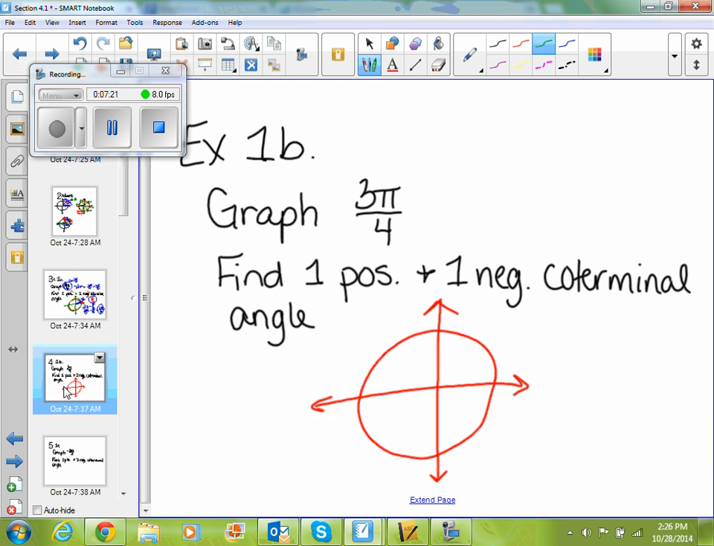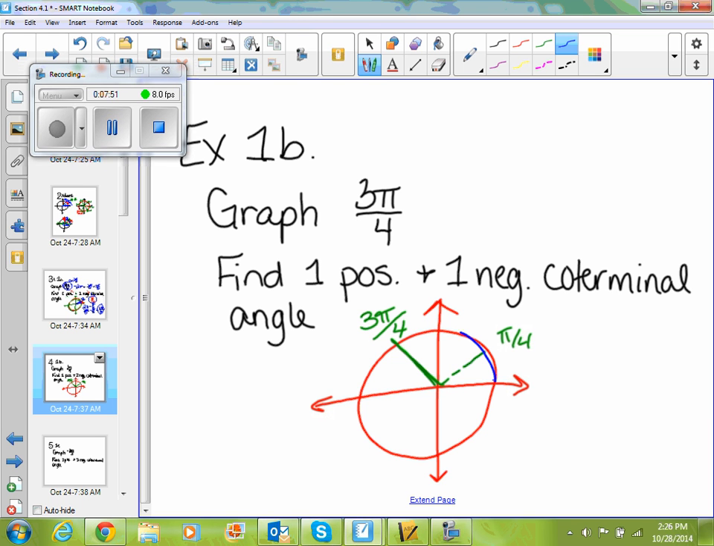I know that pi over 4 divides our top half into fourths. So 3 pi over 4 is just 3 of those pieces. So I know that 3 pi over 4 is over here. It's like 1, 2, 3 pieces of my puzzle. And that's also on your unit circle, so you'd be able to tell based on your unit circle.